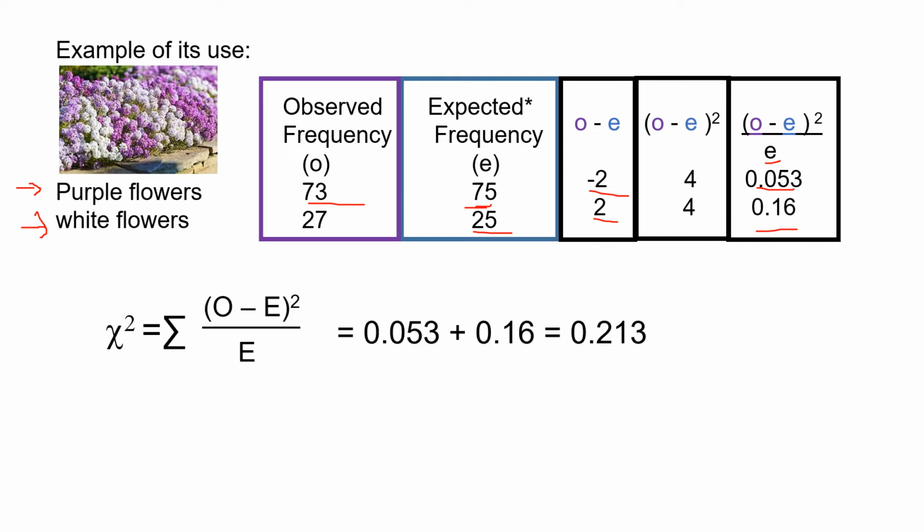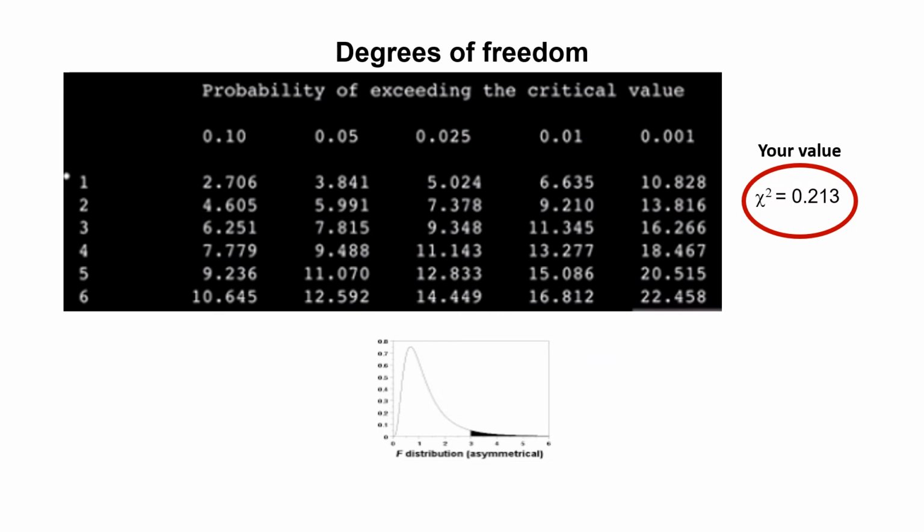One is the probability of getting purple flowers, and this one, 0.16, is the probability of getting white flowers. You add these two values and you get your critical value. Okay, so now let's use the table to calculate. Again, the values here will be very similar to the ones for the coin.